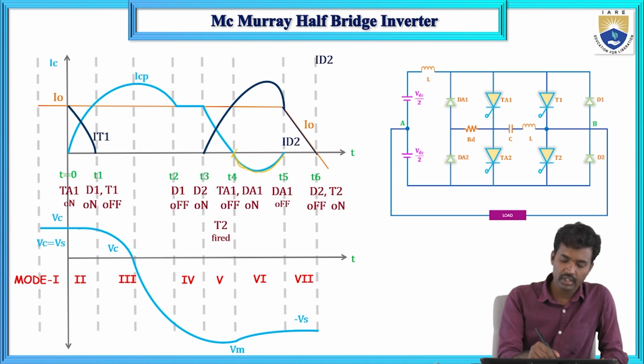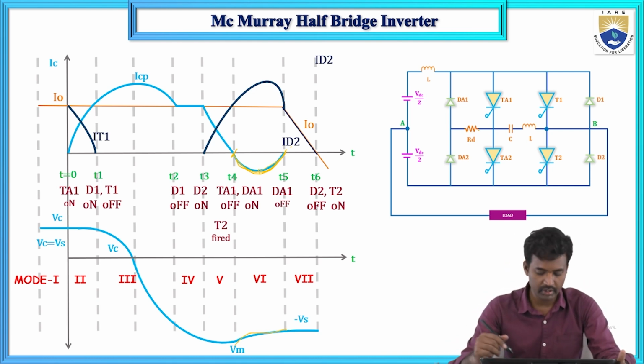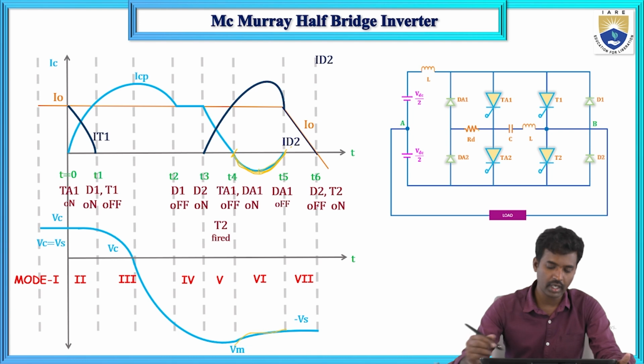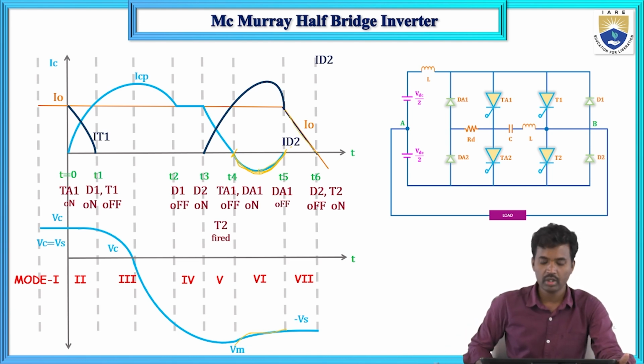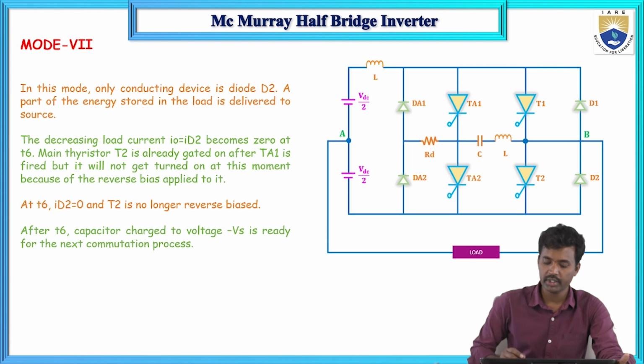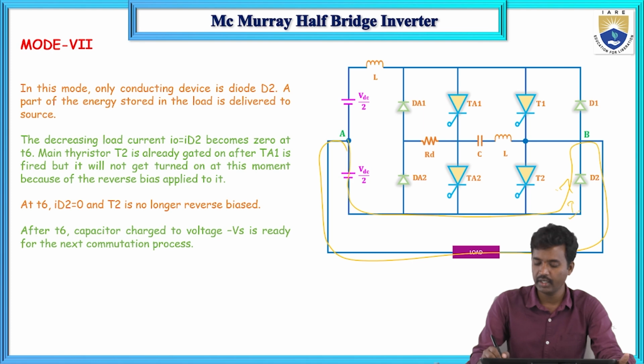When it increases to its maximum value, it will decrease again and the capacitor discharges in the reverse direction. So now the I0 and ID2 currents will also decrease. In the seventh mode of operation, what will happen? DA1 will be turned off. This is ID2 and this is the I0 case.